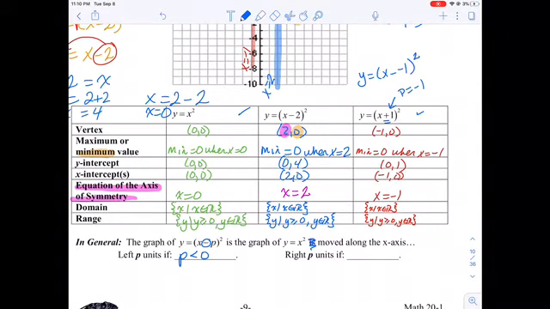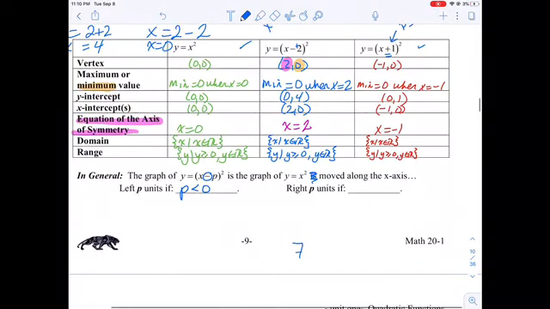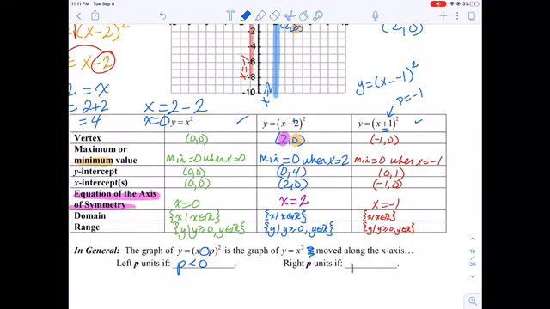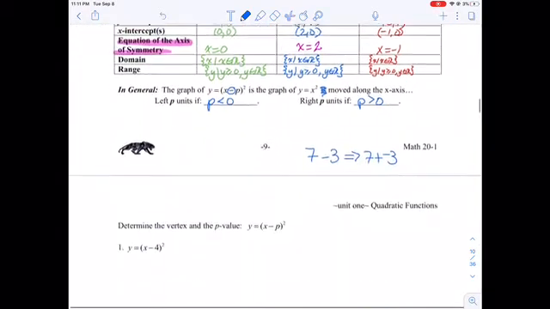Okay, if we look at x minus 2, well, that's the same as x minus a positive 2, right? If I say I've got 7 minus 3, that's the same as 7 plus negative 3. So here, we're moving right when p is positive, p is greater than 0. Here my p value is positive 2, because the minus comes from that equation. Okay, so hopefully that makes sense. It gets a little confusing because we're going back and forth there.